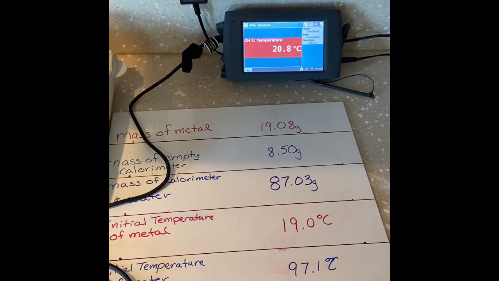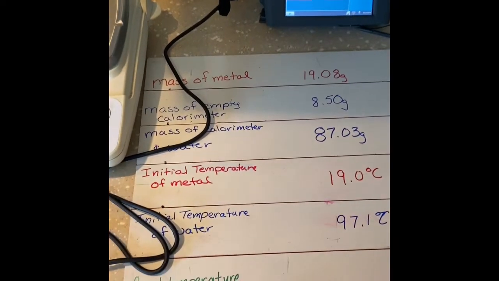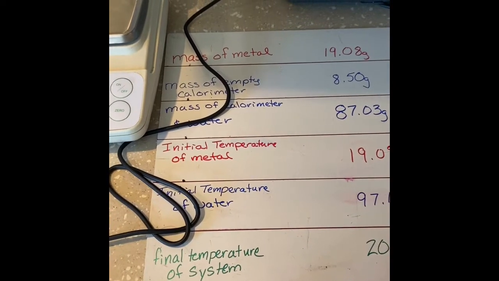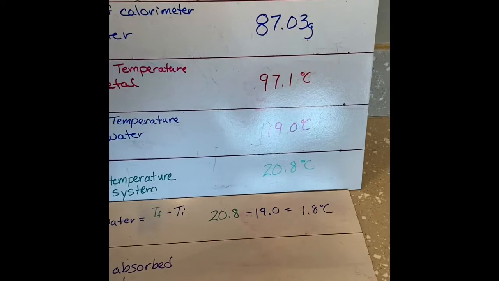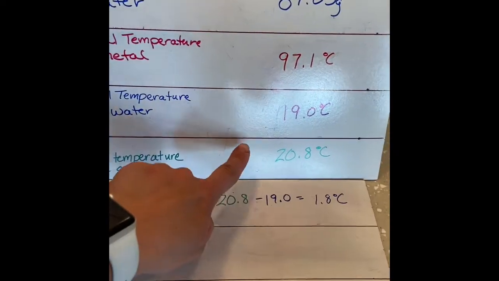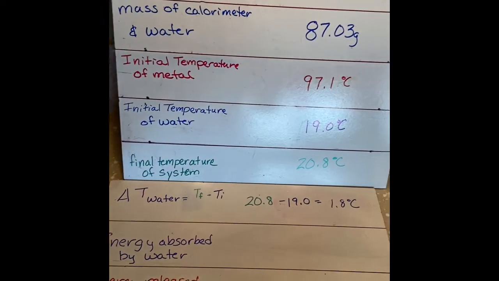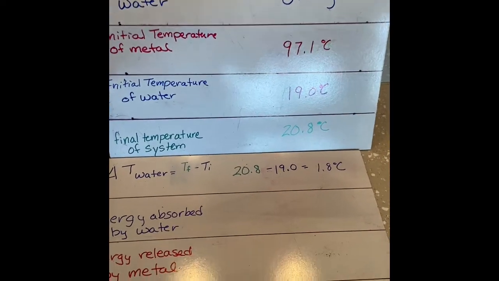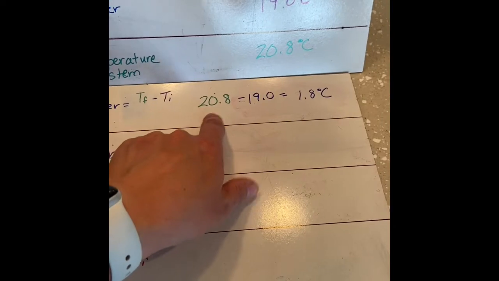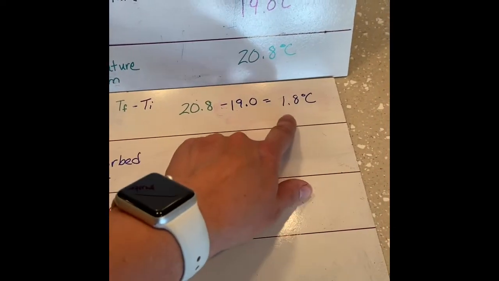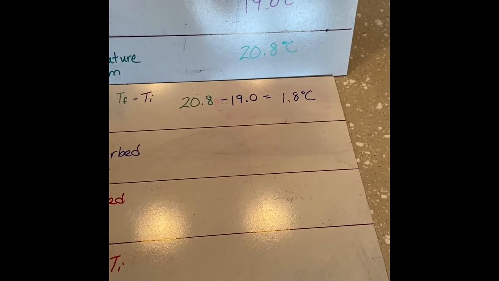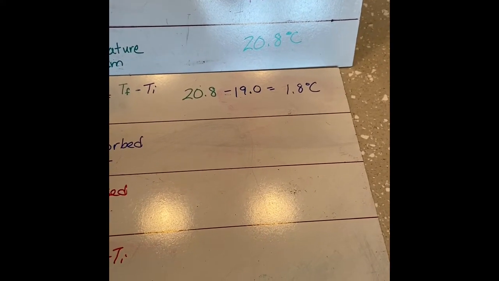After a few minutes, the temperature remains constant at 20.8, and that is T-final of the system. Using the final temperature of the system and subtracting the initial temperature of the water, we have 20.8 minus 19, which gives us a temperature change: the water in the calorimeter rose 1.8 degrees Celsius.